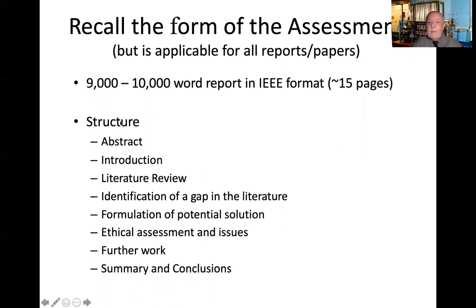But for this particular report assessment, the report should be around about 9,000 to 10,000 words. It should be in an IEEE format, so you can look up what that is, and you can download formats for that for your documents, which is about 15 pages, I think. It's around about 15 pages. Again, here's the structure of the report that we saw in lecture 1. Abstract, introduction, literature review, identification of a gap in the literature, formation of potential solutions, ethical issues, further work, and summary and conclusions. So we'll look at each one of those in turn, just to give a bit of an idea of what should be included in those.